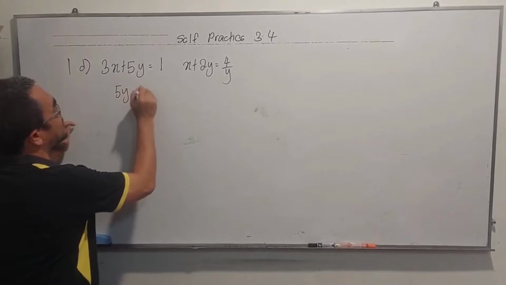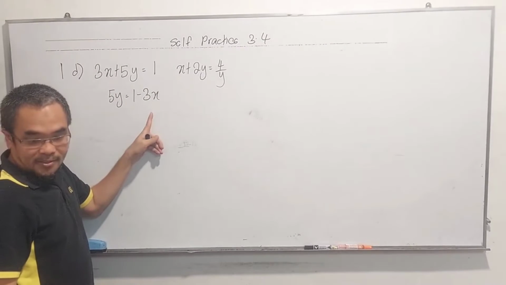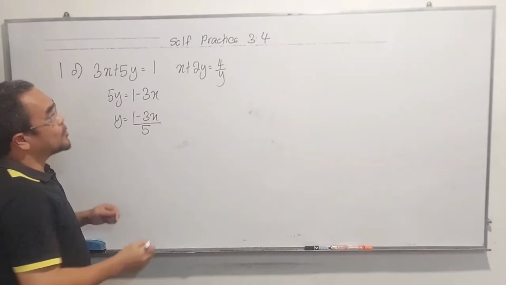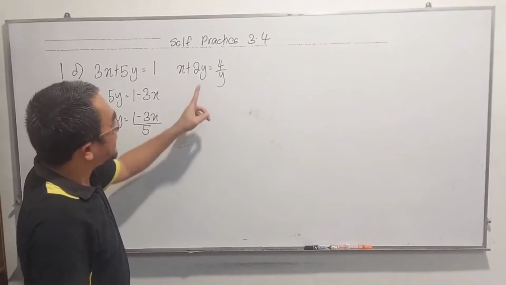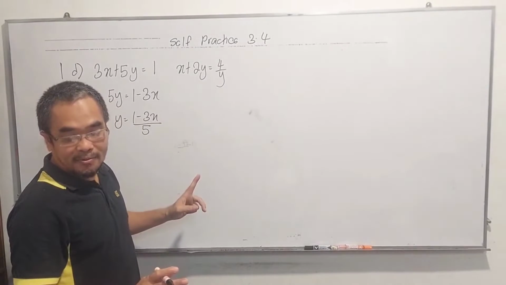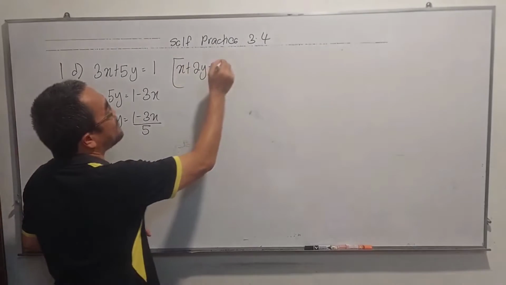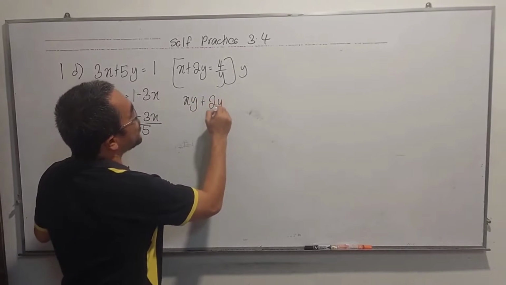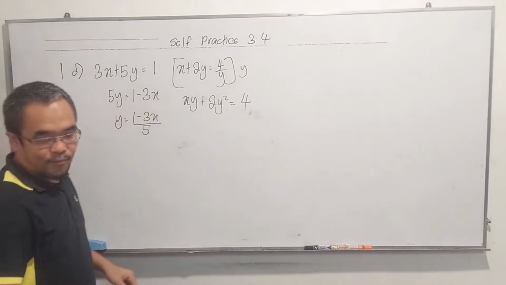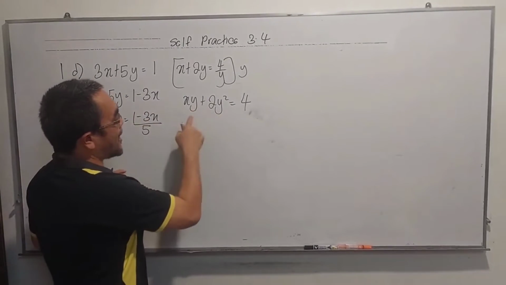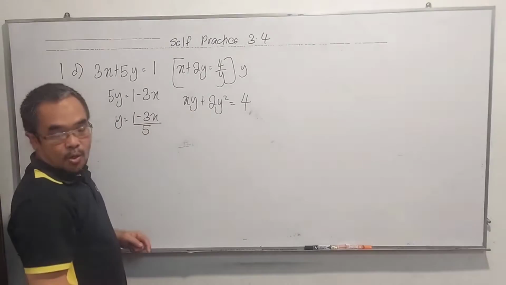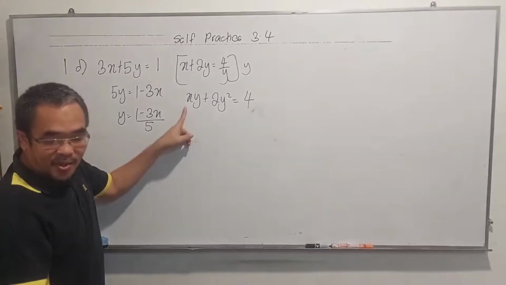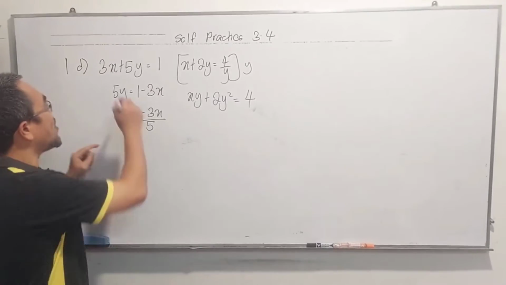So you move that 3x, so it becomes minus 3x. Then y is 1 minus 3x over 5. Before you replace in the second equation, better to make it without fraction. So you multiply everything by y, x times y, so you have xy plus 2y squared equals 4. Wherever y is, you should replace it with this value. Since I can see there is only one place where x is, I choose not to do this.